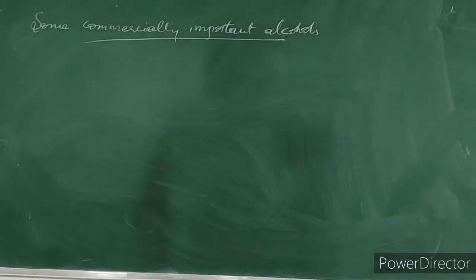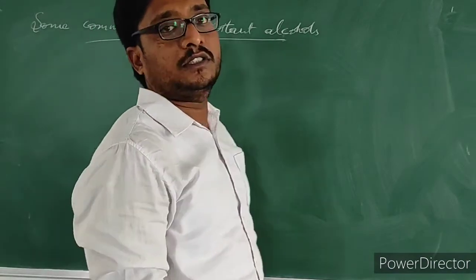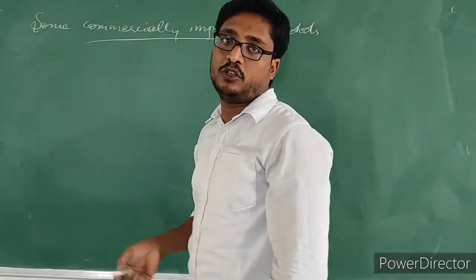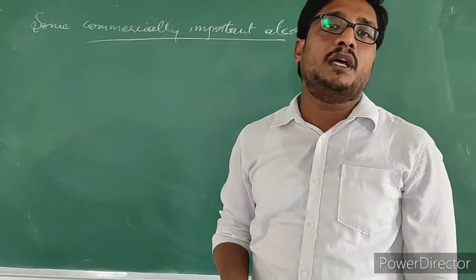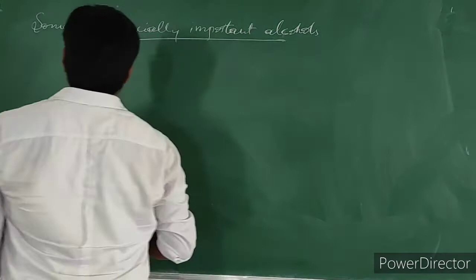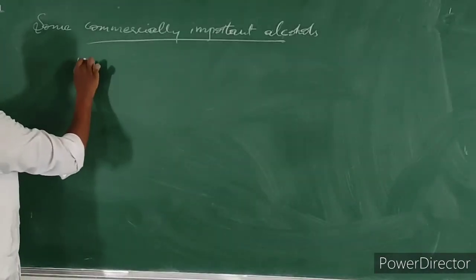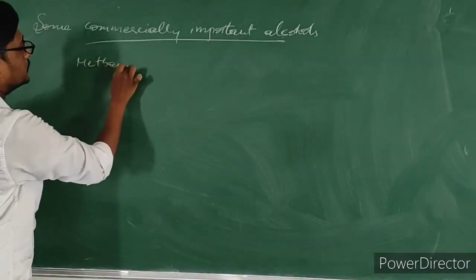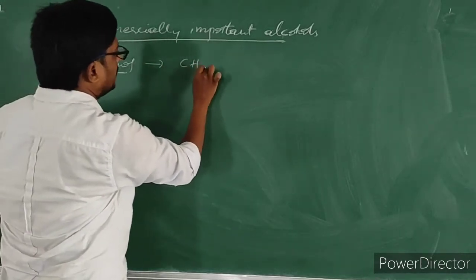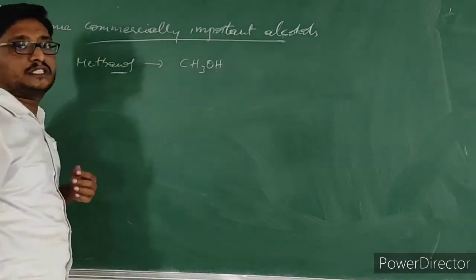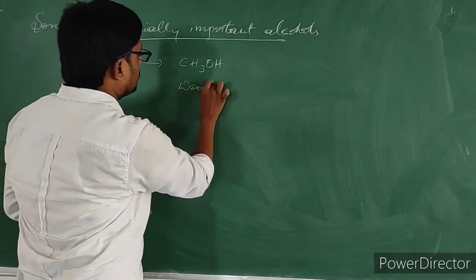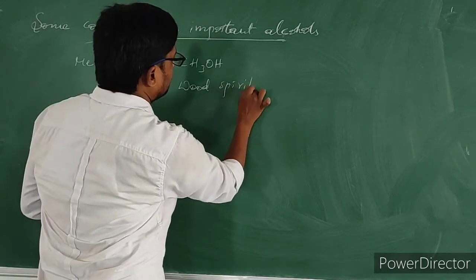Now let us see some commercially important alcohols. Nothing but about methanol and ethanol. Methanol and ethanol are commercially important. Let us see about these two alcohols. Let us first start with methanol. Methanol. The formula of this methanol is nothing but CH3OH. Methanol is also known as wood spirit.